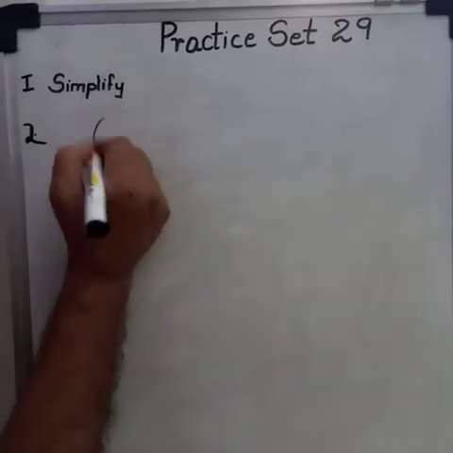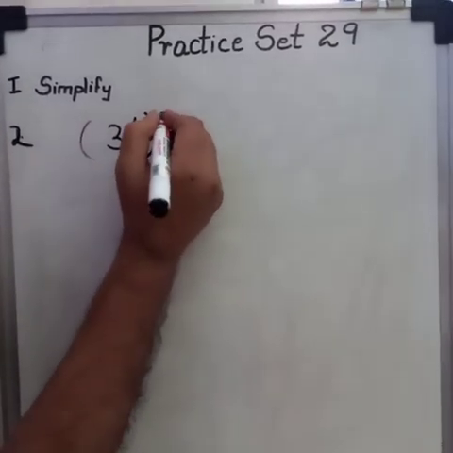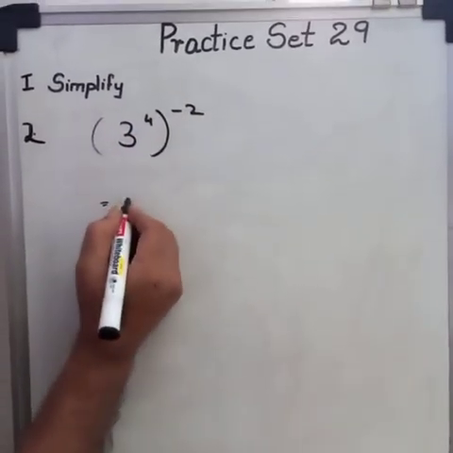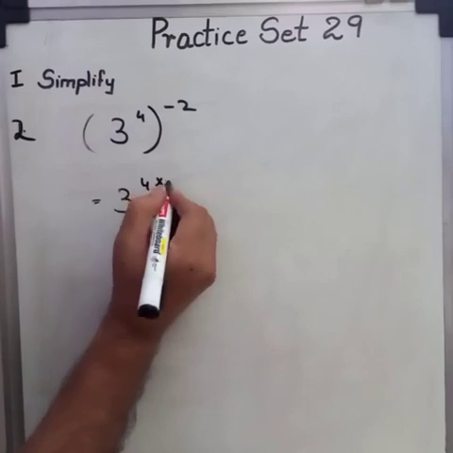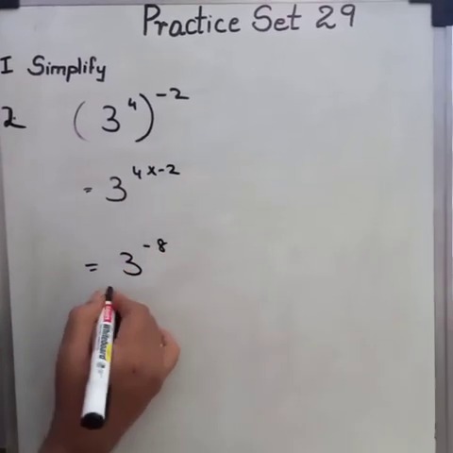So the second sum, 3, 4, minus 2. So inner bracket and outside. So it will be 3 into 4 into minus 2. So answer is 3 minus 8.